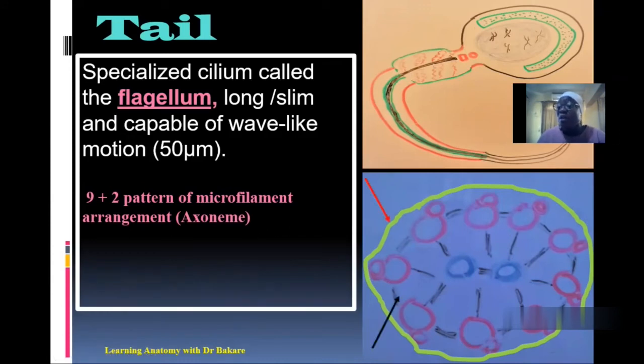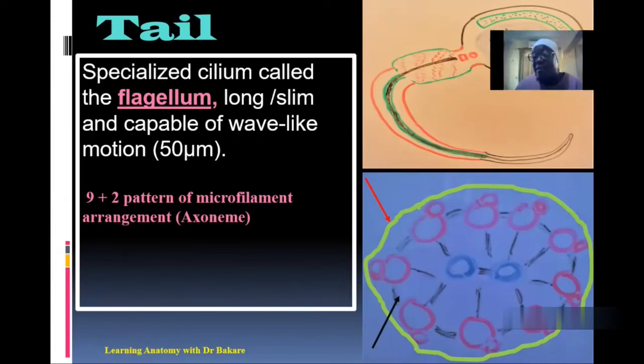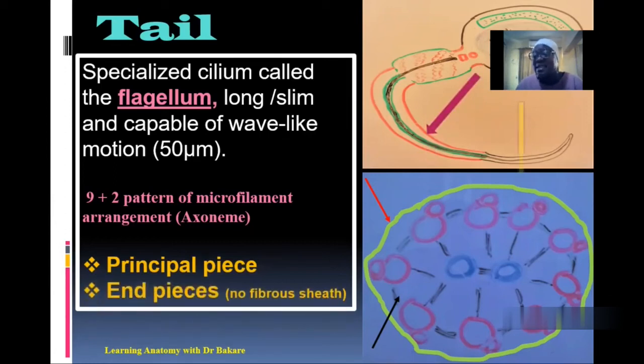Furthermore, the tail region can be subdivided into two sub-regions. We have the principal piece, and this region is the principal piece, and we have the end piece, and this is the end piece, the most terminal part. The initial region of the tail is called the principal piece, while the terminal end is called the end piece. There is a structural difference between the components of these two regions, and it is on this basis that they are subdivided.